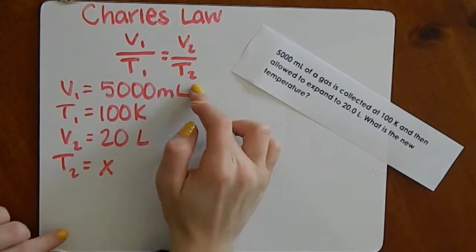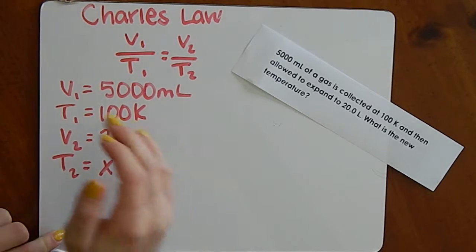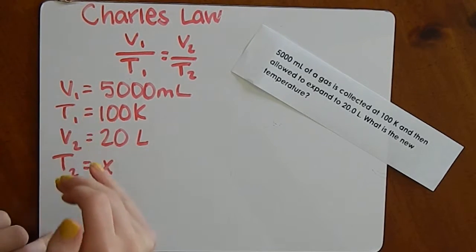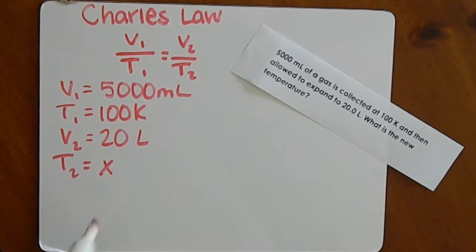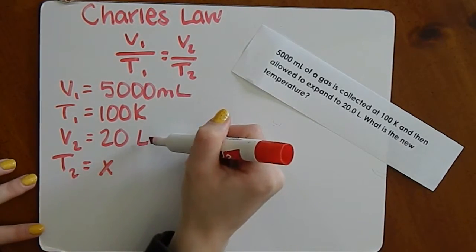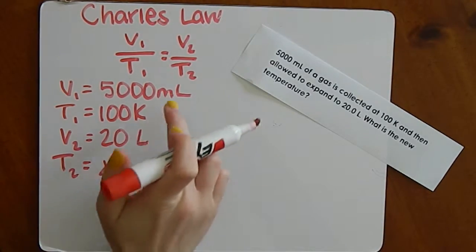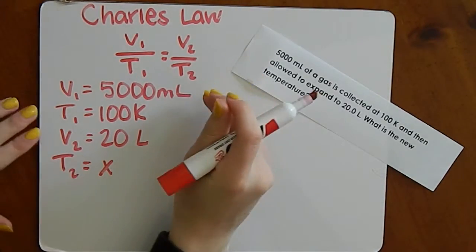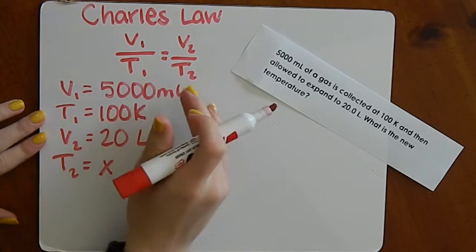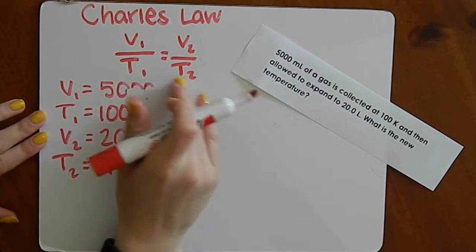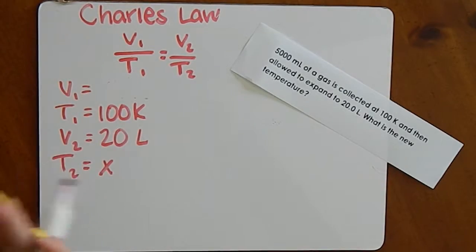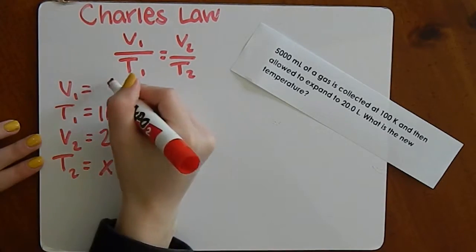You can never have the same label for V1 and V2 or T1 and T2. So we can't have milliliters and liters, so we're going to have to convert this to liters. And to do that, you just divide by 1,000. So 5,000 divided by 1,000 would just be 5.